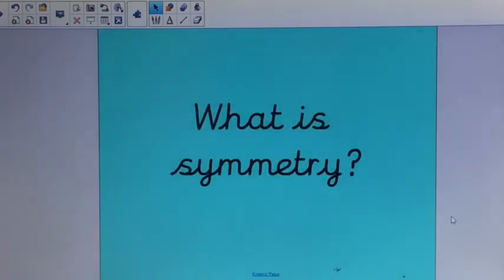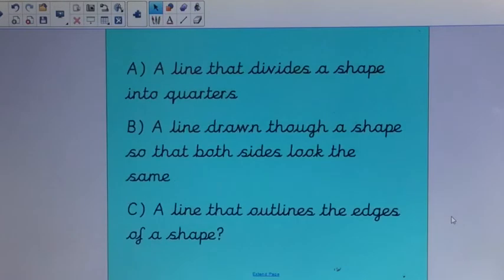Okay, our main question of the day then, what is symmetry? I'm going to give you a few seconds to tell your grown up what you think symmetry might be, and then I'm going to give you 3 options and you need to choose which one you think is correct. So I'll give you those 3 options now. So is it A, a line that divides a shape into quarters? B, a line drawn through a shape so that both sides look the same? Or is it C, a line that outlines the edges of a shape? I'll give you a few seconds now to tell your grown up what you think it is.